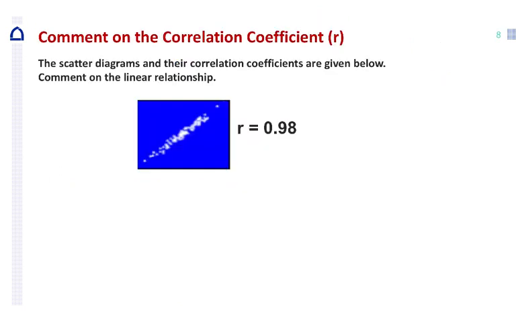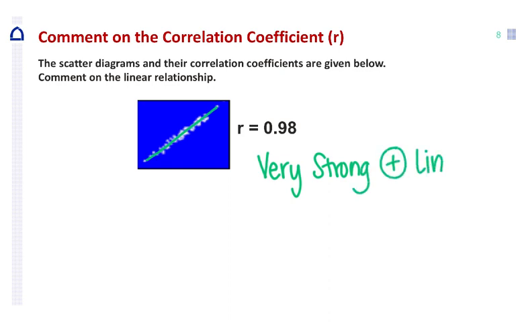So let's look at these examples. Here's a scatter plot. They say r is 0.98, which means the dots are very close to the line. I would call this a very strong, positive, linear relationship.